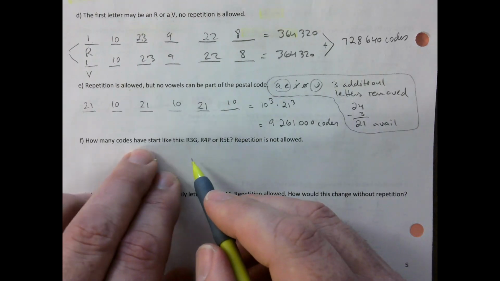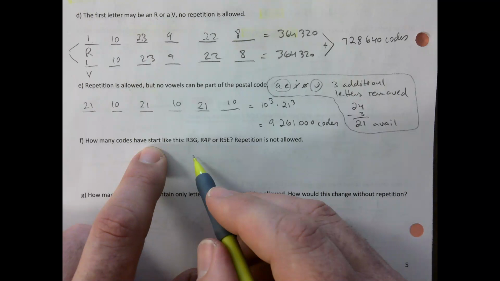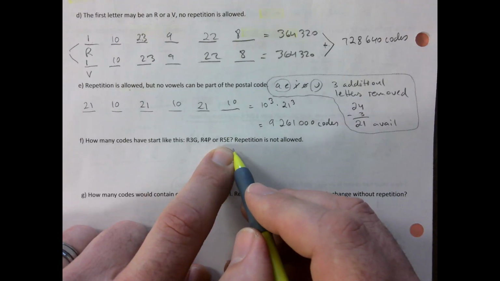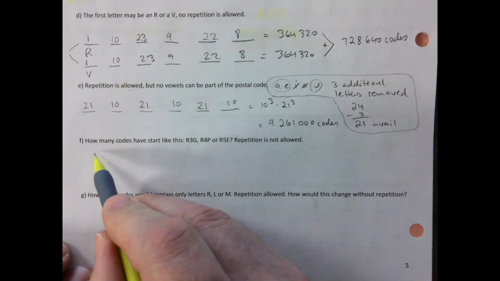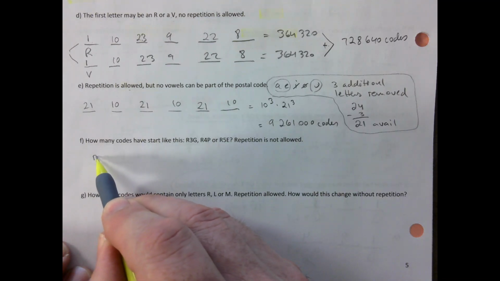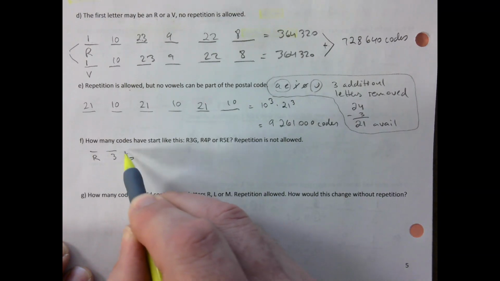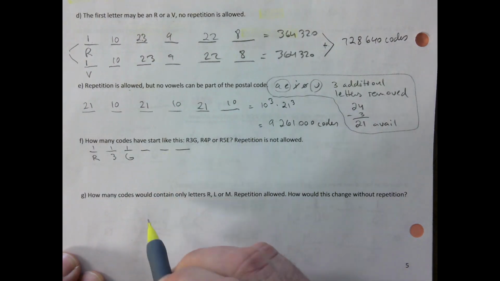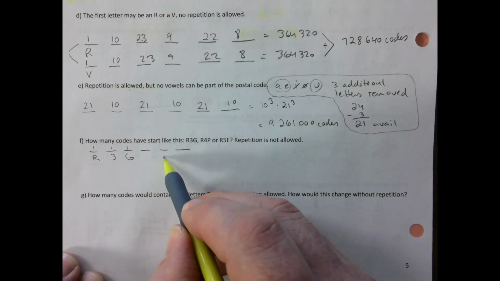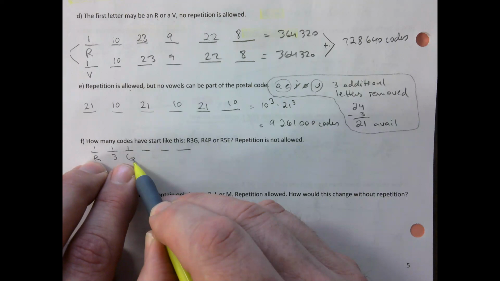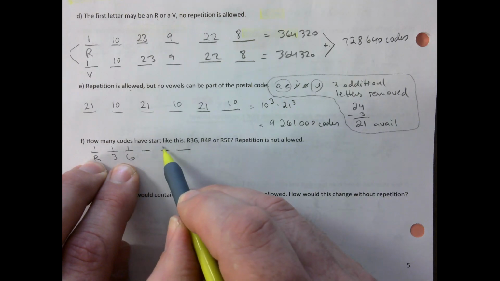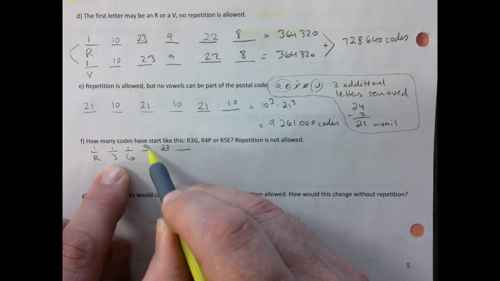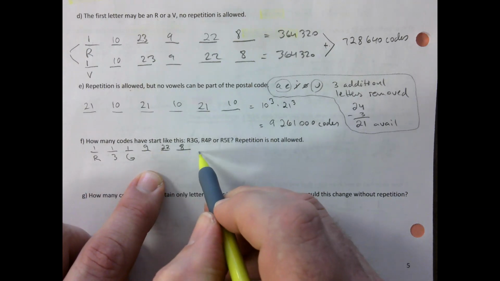And this is just an aside here. How many codes start like this? Okay. Repetition is not allowed. So, yeah, you can think of it this way. It's R3G. So there's only one option for the first 3 slots. Okay, so you really only have a say here. So this would be, I've used 2 letters already, correct? So this would be 22. And I've used a number already, so this would be 9 and 8. Okay, so that would be one answer.